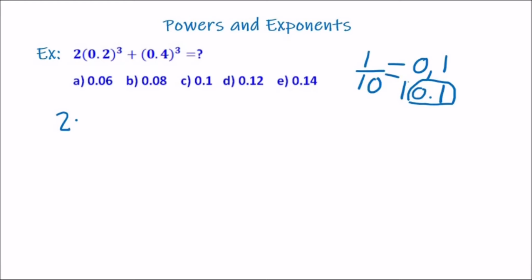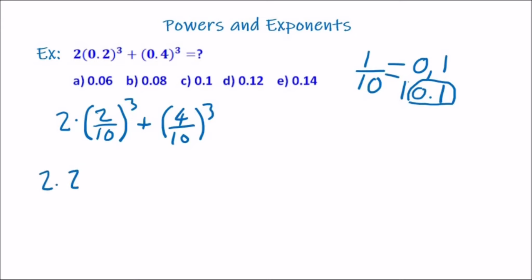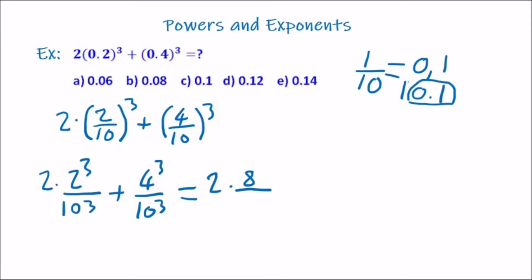0.2 can be written as 2 divided by 10, to the power of 3, plus 0.4 can be written as 4 divided by 10, to the power of 3. Here, this 3 comes to both the numerator and denominator as a power, so it's going to be 2 times 2 to the power of 3 divided by 10 to the power of 3 plus 4 to the power of 3 divided by 10 to the power of 3. And if you continue, 2 to the power of 3 is 2 times 2 times 2, which is 8. 10 to the power of 3 is 10 times 10 times 10, which is 1000, plus 4 to the power of 3 is 64, divided by 10 to the power of 3 which is 1000, and here you need to multiply 2 by 8, which is 16.